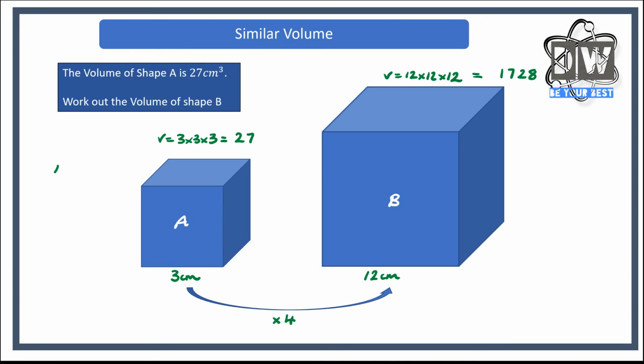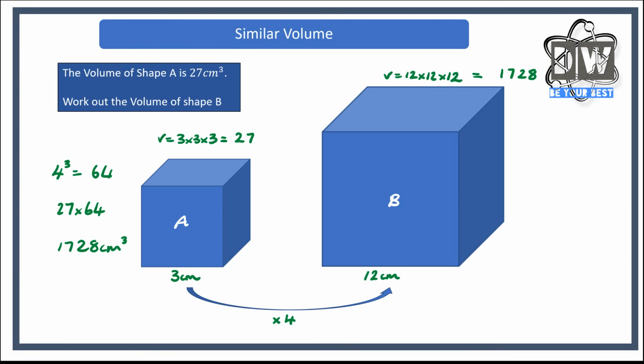So we take our 4 and we cube it, and we end up with 64. Because 4 times 4 is 16, 16 times 4 is 64. We then take our original volume and we times it by our 64, and we end up with the correct answer. We know it's correct because we've done it before: 1,728. Okay, now that's the easy ones out the way.